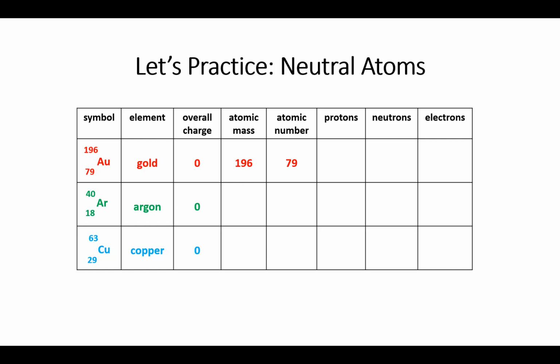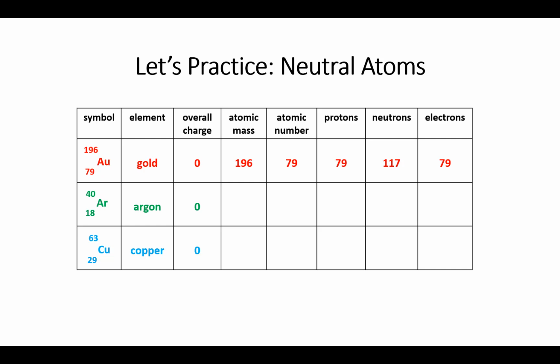Your next step, I want you to use these numbers and figure out for me how many protons does this atom have, how many neutrons does this atom have, and how many electrons does this atom have. Take a moment, think about it, and write it in for me. All right, here's our answer. The protons are the same as the atomic number, 79. Neutrons you can figure out by taking the atomic mass and subtracting out the protons and getting 117. And because this is a neutral atom, your positives and negatives should match up and be the same. In other words, the electrons are 79, just like the protons.